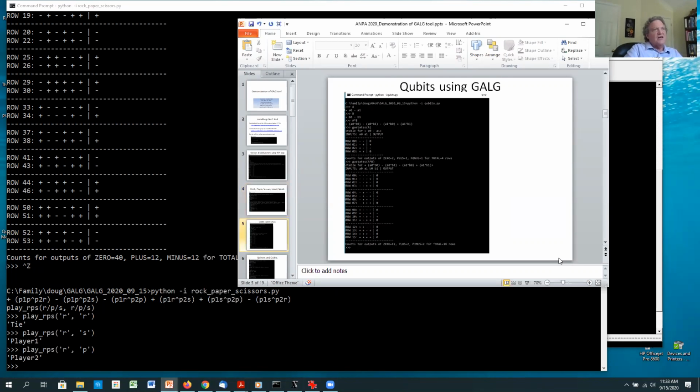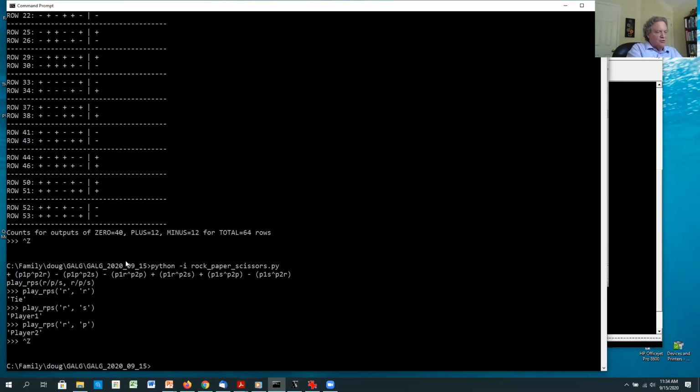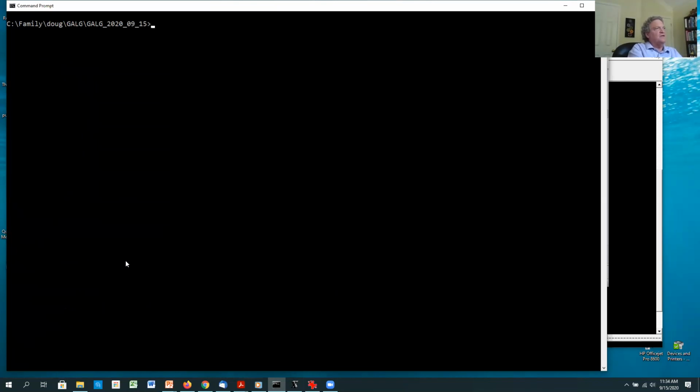The next one is I'm going to talk about qubits. Okay, so that's that one. You can also type in CLS, which is clear screen, and then I'm going to go do qubits this time. So I'm going to run the qubits example.